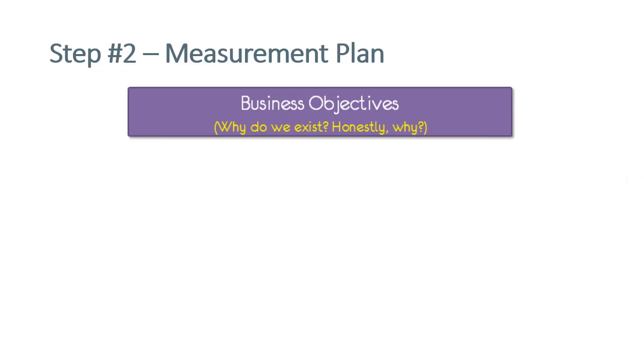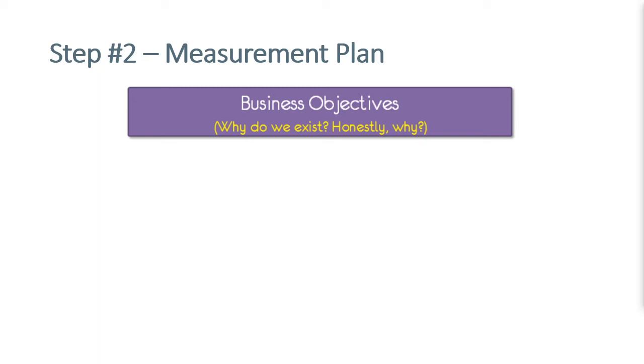So first, I start with business objectives. This is the most important thing. Why does that business exist? Usually the business, as I've mentioned, exists because it wants to increase revenue. It wants to do something else. If it's non-profit, then it wants to get more donations and so on.